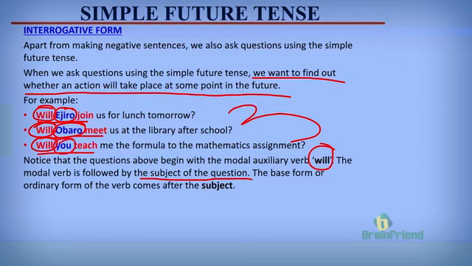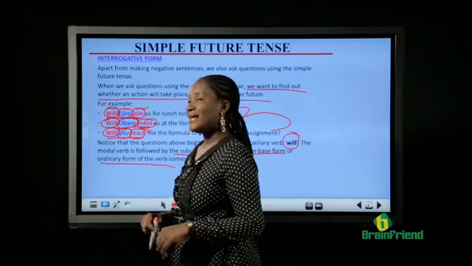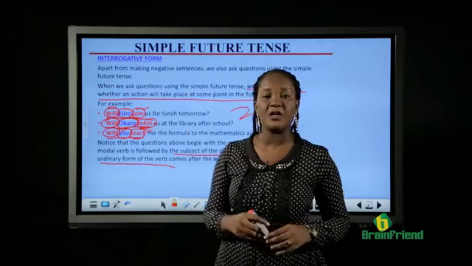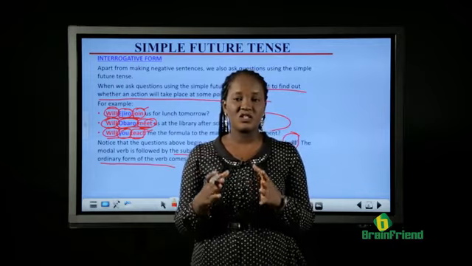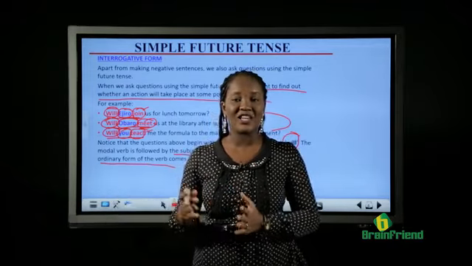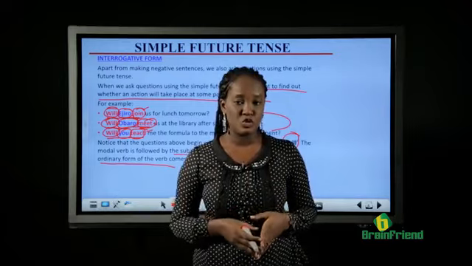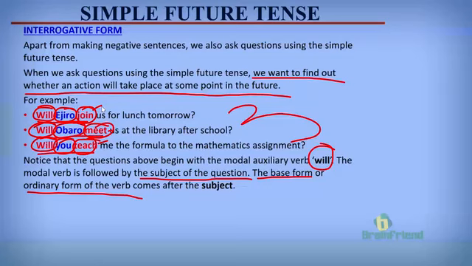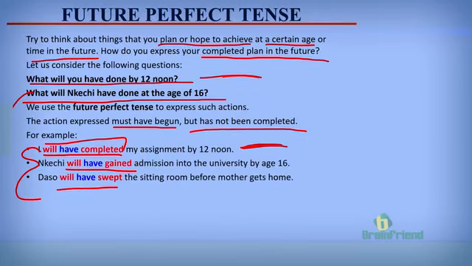Now after the subject, notice that we have the base form or the ordinary form of the verb, which is join, meet, and teach. So these are the base forms of the verb. And I did say earlier that the base form of a verb is that form which we do not have any suffix or extra letters attached to. We find the base form of verbs in the dictionary. So this is how we ask questions in the simple future tense.